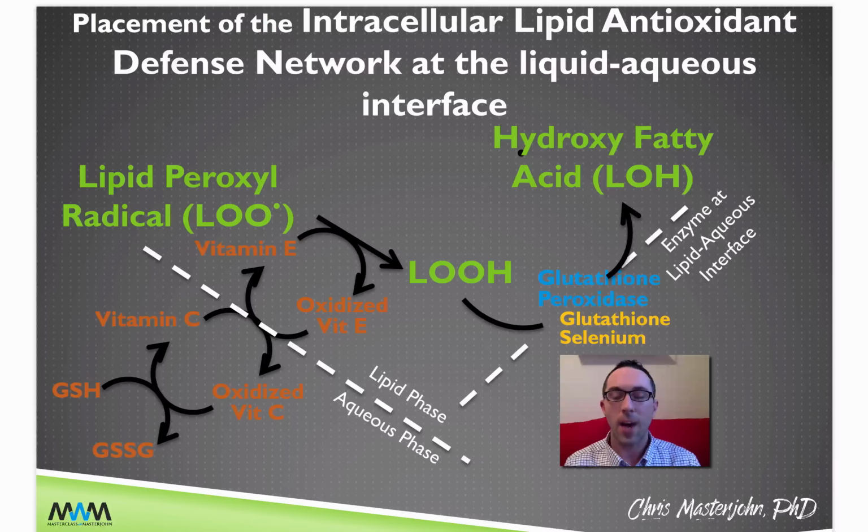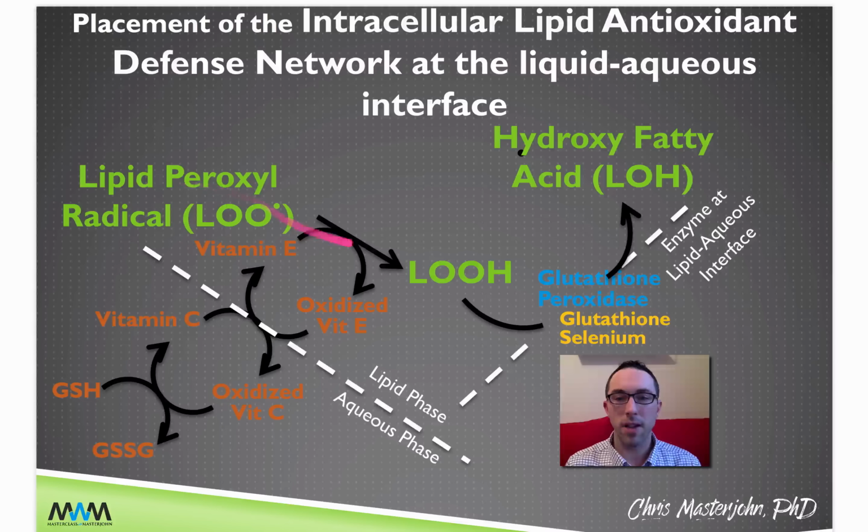If we look at where this system is situated, these dotted lines represent the division between the membrane, which is the lipid phase, and the rest of the cell, which is the aqueous phase, the water-based fluid of the cell. Everything above the dotted lines is the membrane. Everything below the dotted lines is the aqueous phase. So vitamin E is inside the membrane, but it's towards the edge of it so that it's able to interact with vitamin C, which is in the aqueous phase, as is glutathione.